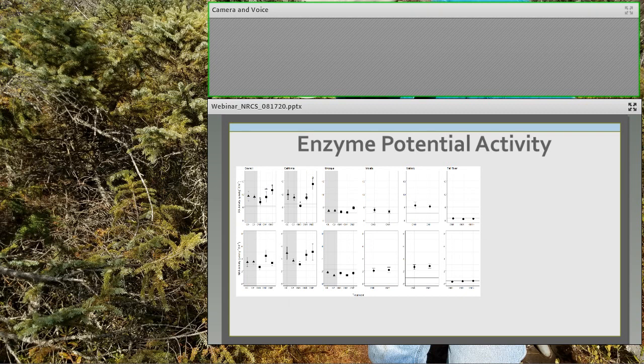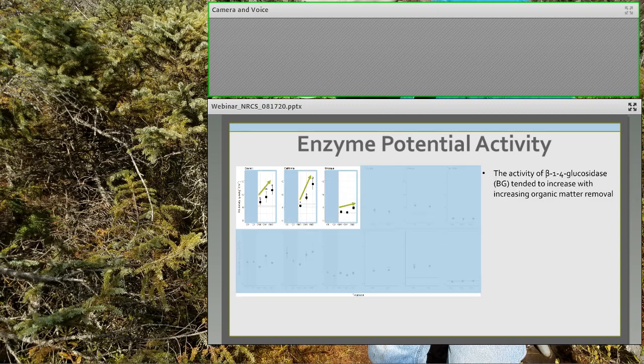And the last plots we'll look at today are enzyme potential activity. Along the top row, we have BG potential activity, and along the bottom, we have NAG potential activity. Both of these measurements are in micromole per gram carbon per hour. At the core sites, BG potential activity increased with increasing organic matter removal, and this was especially pronounced in the OM2 plots, where BG potential was consistently greater than that of the reference baseline.